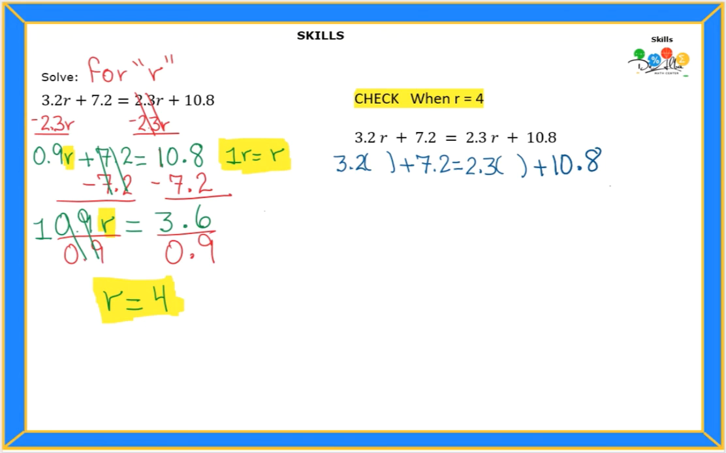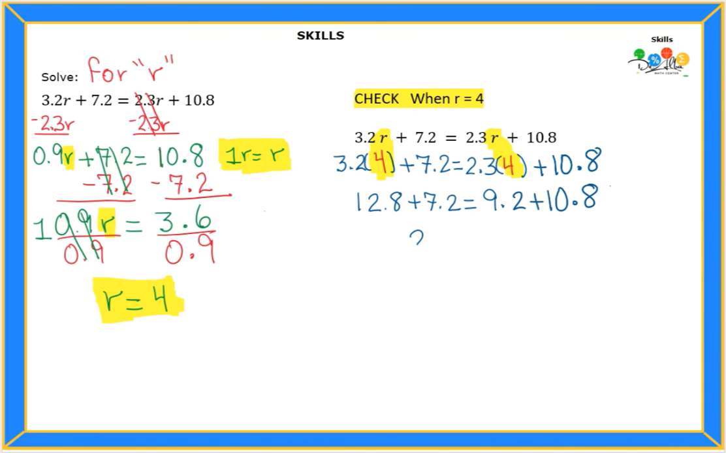Write down parentheses and write down the rest. And guess what I'm going to write in my parentheses? Of course, I'm going to write the 4. Because remember that 4 is actually the value for r. So if that's the value for r, then I replace it with a 4. Okay, let's continue. 3.2 times 4 is equal to 12.8 plus 7.2 equals, on the right side, 2.3 times 4 is 9.2 plus 10.8.